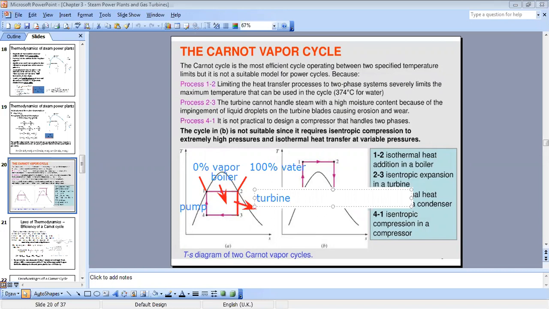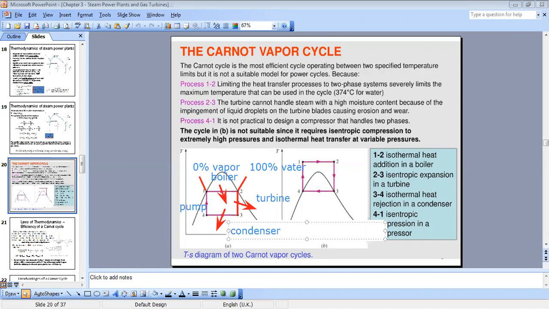Now to allow my cycle to be repeated, I need to go back to the initial state. I want to go from 3 to 4. But when I go from 3 to 4, I am losing heat. So what can I use here? In this stage, I'm losing heat to my environment. So the opposite of the boiler is a condenser. Yes, and in this way, I can repeat my cycle infinity of times.